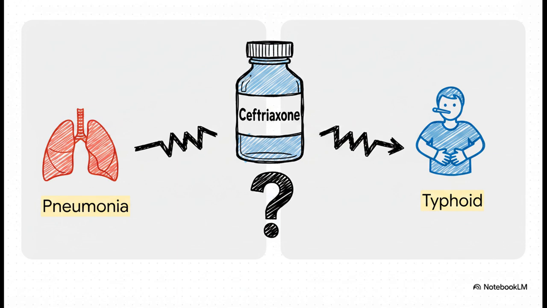Check this out. The antibiotic ceftriaxone. The chart lists it for both pneumonia and typhoid. Think about that for a second. You've got a high fever, you feel awful. Is it a lung infection or a bacterial infection in your bloodstream? The medicine might be the same, but the diagnosis is everything. Without it, you're just guessing.